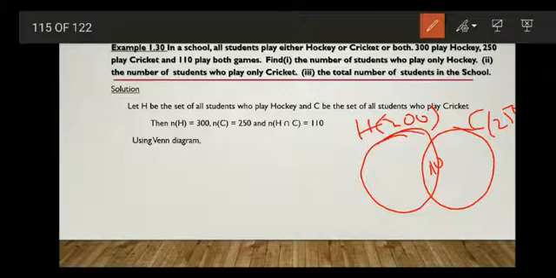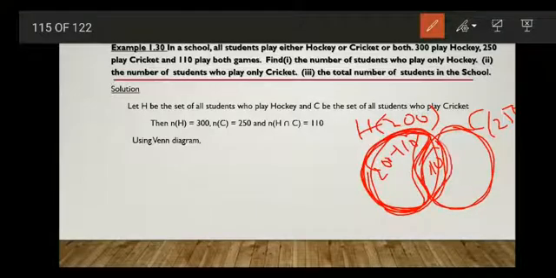Okay. So what will be this portion? That is only in H. The number of students who play only hockey will be this portion. How many elements will be there in this portion? The whole portion consists of 300 elements and the common portion is 110 elements. So this portion will have 300 minus 110. Right. So what will be only this portion? This will be 250 minus 110.